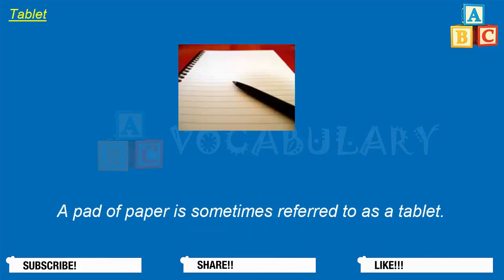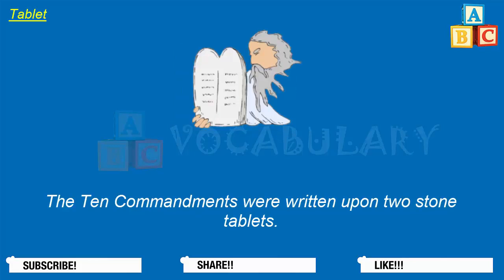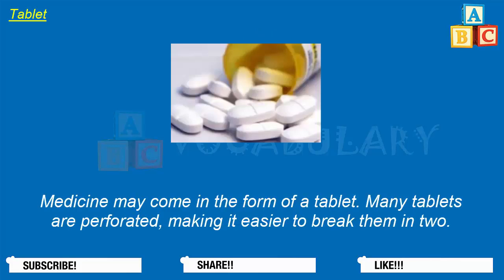A pad of paper is sometimes referred to as a tablet. The Ten Commandments were written upon two stone tablets. Medicine may come in the form of a tablet. Many tablets are perforated, making it easier to break them in two.